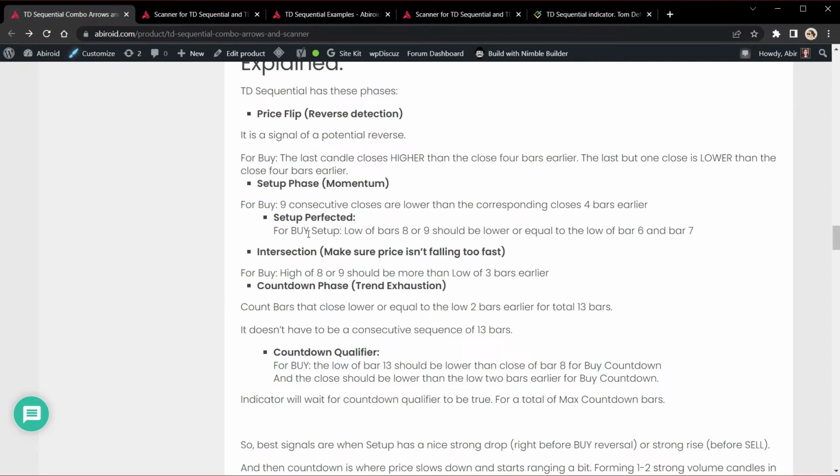And for a sell setup, price is going higher, and once we get the arrow, we get a sell signal. So for a sell setup, the high of bars 8 and 9 should be higher or equal to the high of bars 6 and 7. In that case, the sell setup would be perfected.